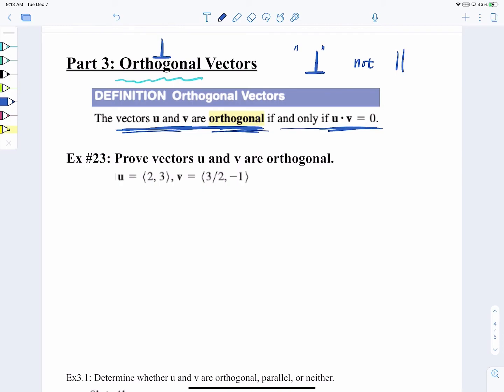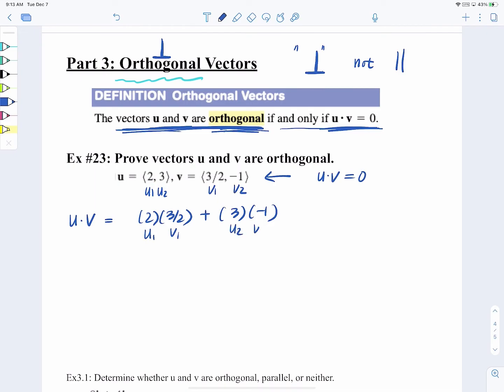Now, number 23, prove vectors u and v are orthogonal. What must we do? We must prove that the dot product of this and this is equal to 0. Let's check it out, okay? So u times v is going to be 2 times 3 over 2 plus 3 times negative 1, because it's u1, u2, v1, v2, and this is u1 v1 plus u2 v2, okay? And what do I get? I get 3 minus 3, which is 0. Ching ching! Are they orthogonal? And the answer is yes. Definitely orthogonal.